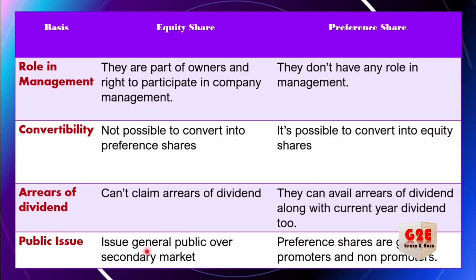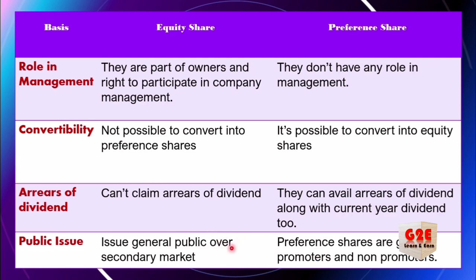Okay, the general public can also get equity shares. Even one share in one company is possible. But in terms of preference shares, the general public is unable to get them. Only the promoters or non-promoters can get preference shares, and they are not traded in the secondary market like equity shares.